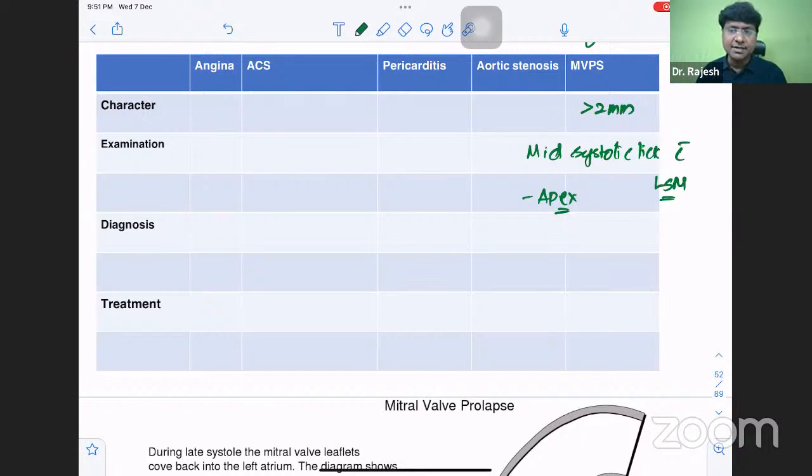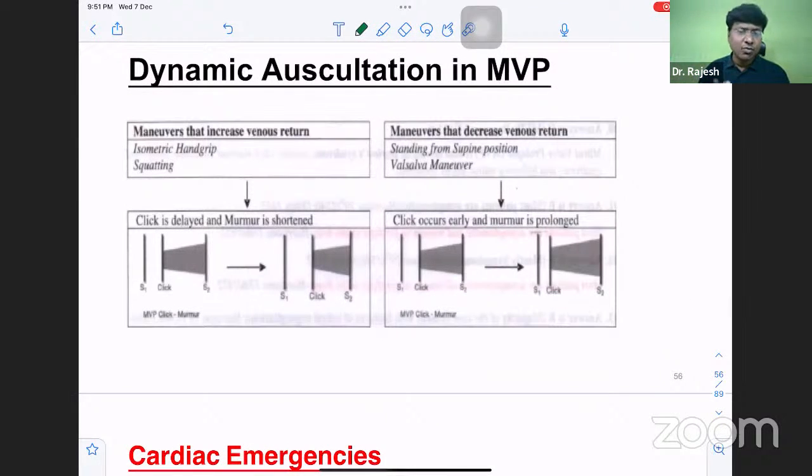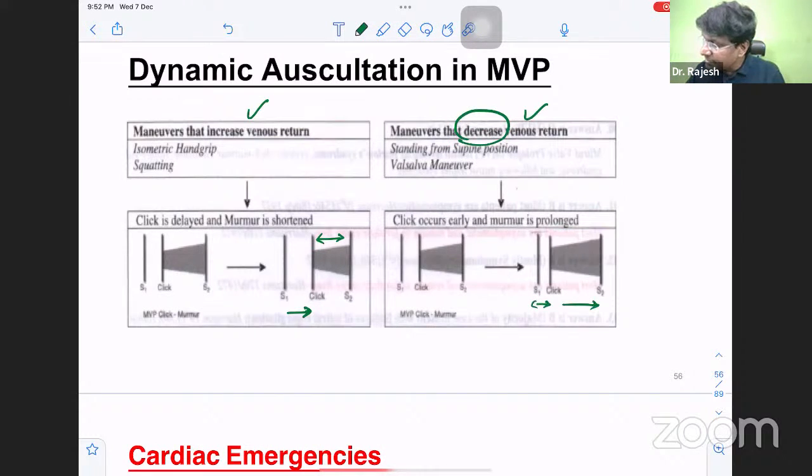And this particular murmur will radiate either to the axilla or to the base of the heart. Dynamic auscultation is very, very important in mitral valve prolapse syndrome. What is this dynamic auscultation? Just remember, any maneuver which will increase the venous return, what will happen to the click? The click will be delayed, the murmur will be shortened. And any maneuver which will decrease the venous return, the click will be early, the murmur will be prolonged. That will be dynamic auscultation in mitral valve prolapse syndrome.